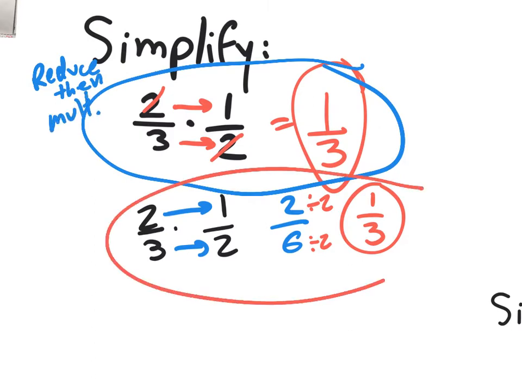And this guy down here was multiply, then reduce. Of course, up here, what do I mean by reduce? I mean cancel out, right? 2 divided by 2 is 1, cancels out. So it's totally up to you on what method you want to do.